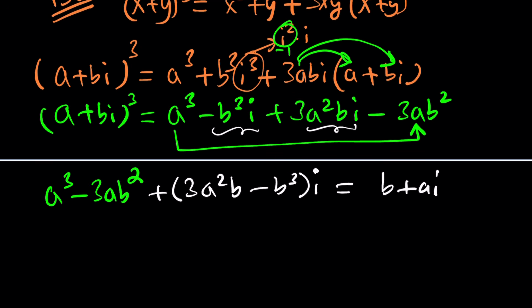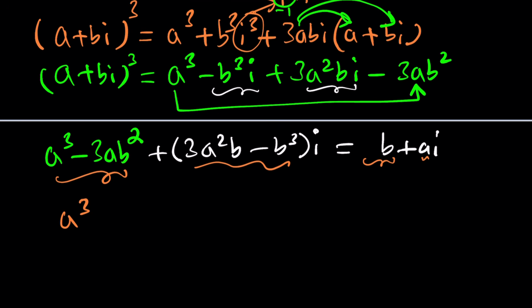So we have something very simple on the right-hand side, right? And the left-hand side is more complicated. But what we need to do is also simple. Set the real parts equal to each other, and then of course automatically the imaginary parts are going to be equal. So we get the following system.